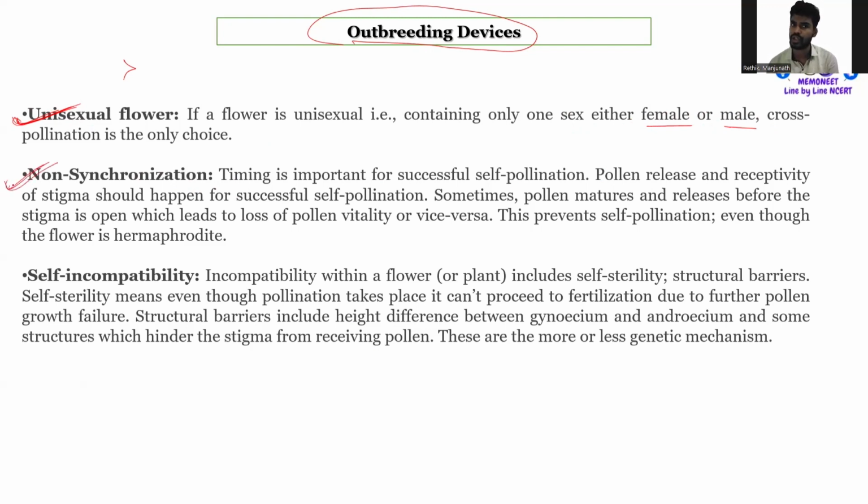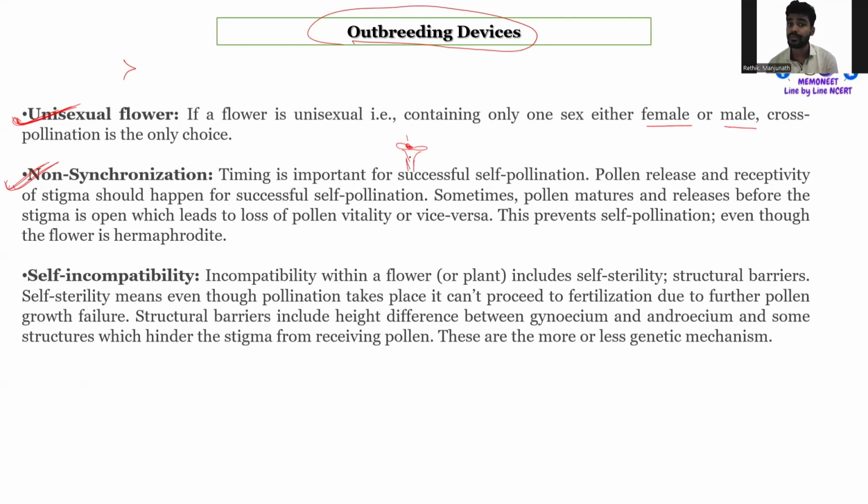What do you mean by non-synchronization here? See, when pollination is happening, the timing is also very important. If the pollen grains are released from the anther, then the stigma should also be mature enough to receive those pollen grains on its surface. If the stigma itself is not mature enough, then what is the use of transferring pollen grains? Obviously, fertilization will not happen.